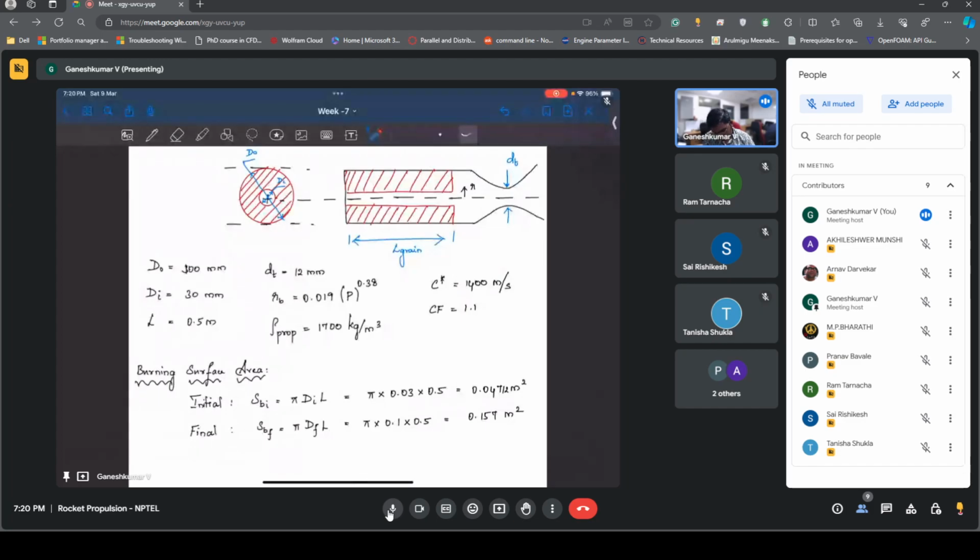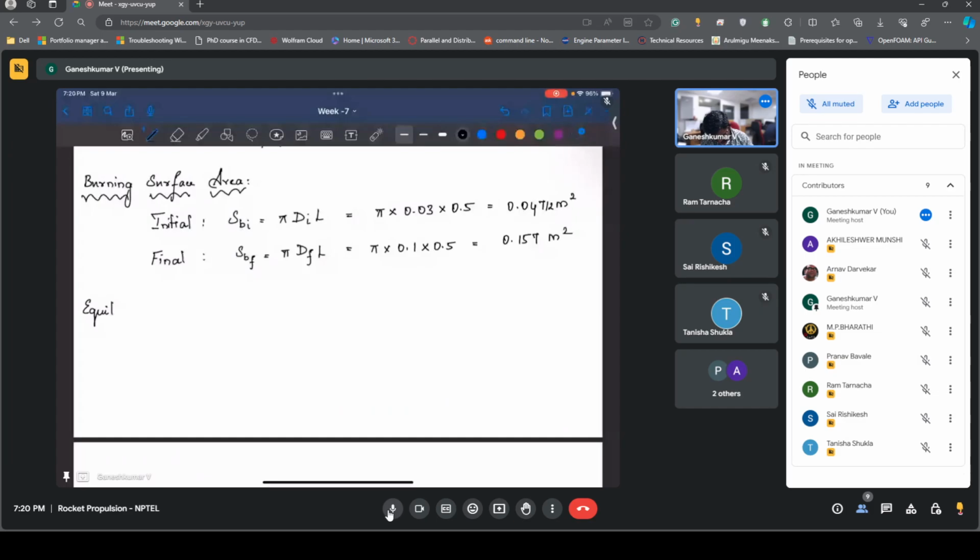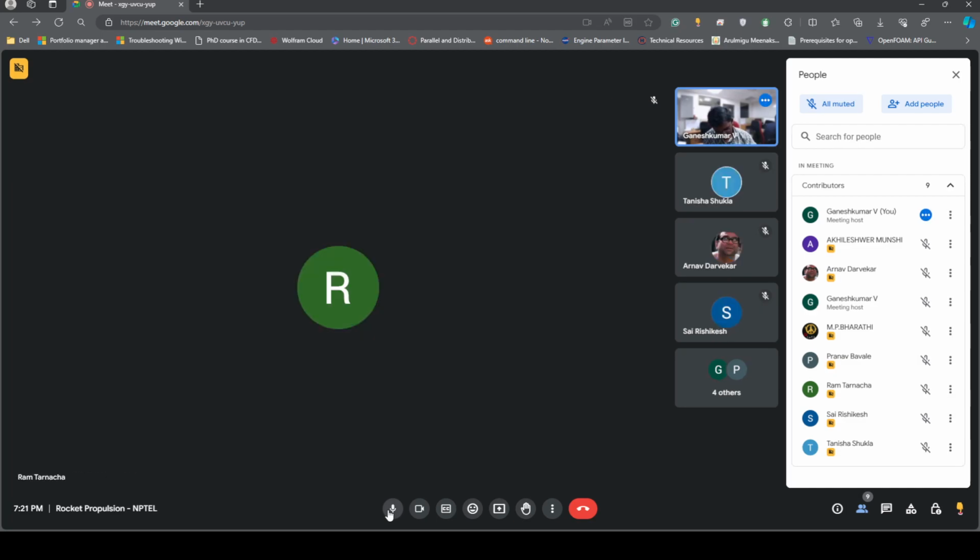Okay, so let's go ahead and get part B. The next question is about initial and final equilibrium pressure. Let's try to solve that. So how do we find initial and final equilibrium pressure? I think there is a delay from my iPad. Maybe I will disconnect and join again. While I do that, can you guys tell me how we find it?